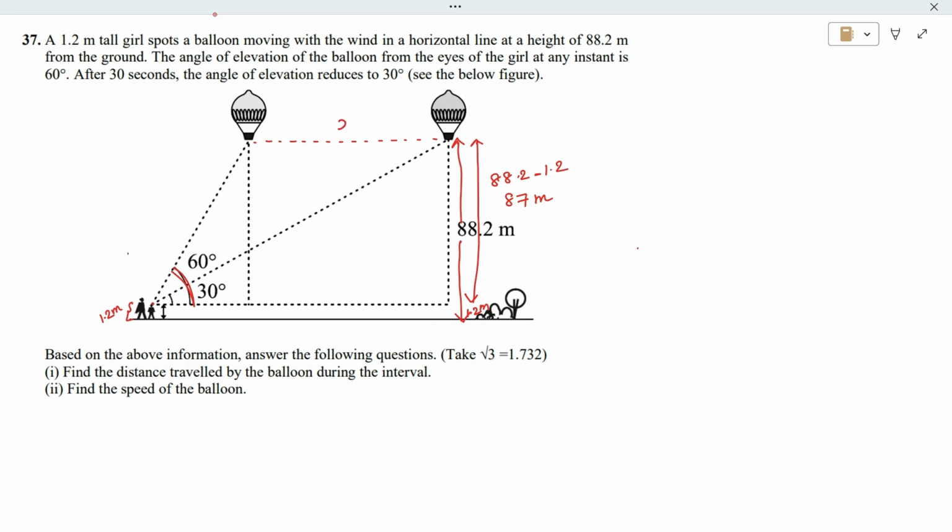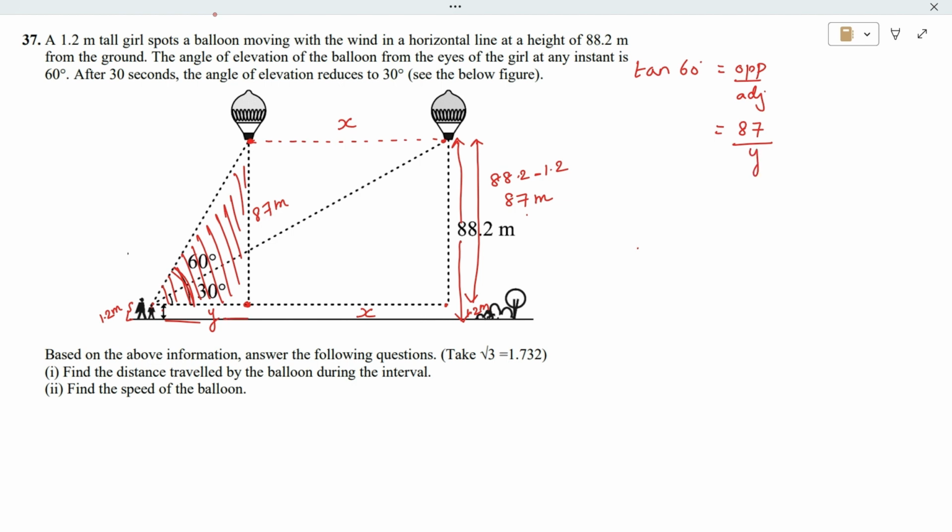So suppose I take this as x, they are asking me to find the distance traveled from this point to this point. So here I can mention the same value as x. And from the eyes to this point I can take it as y, horizontal distance. So first let us consider this triangle where the angle of elevation is 60 degree. So tan 60 is equal to opposite by adjacent. So what is opposite? If this is 87 meter, this line or height is also 87 meter, isn't it? So opposite is 87 divided by adjacent. Adjacent is y, isn't it?